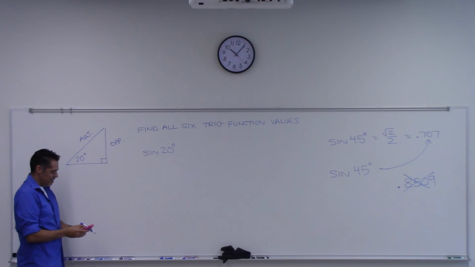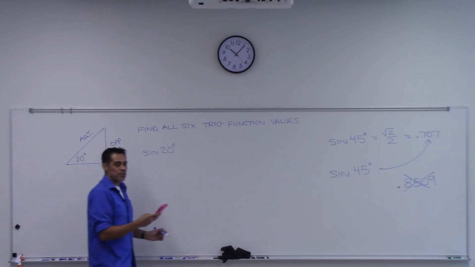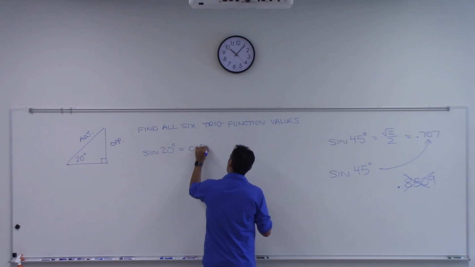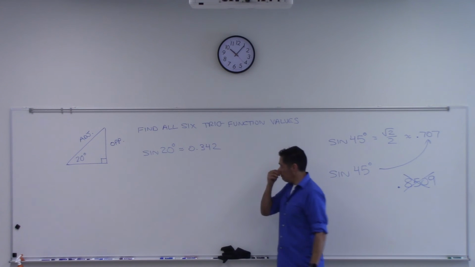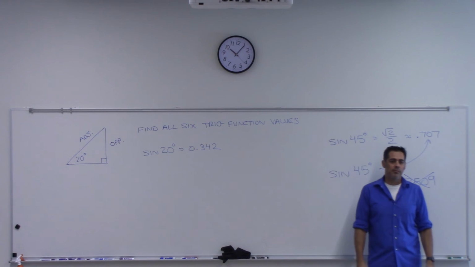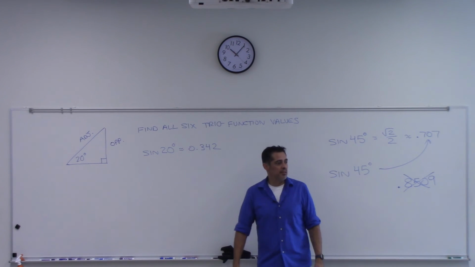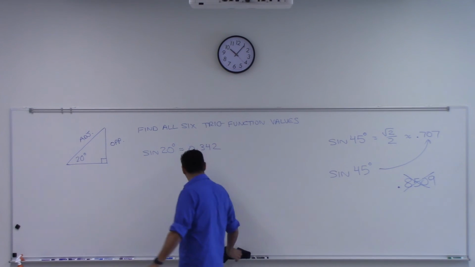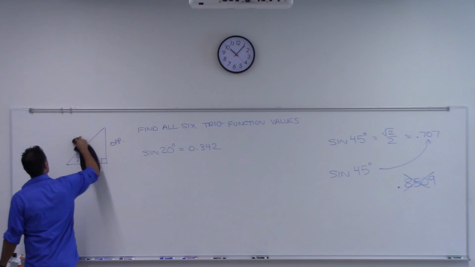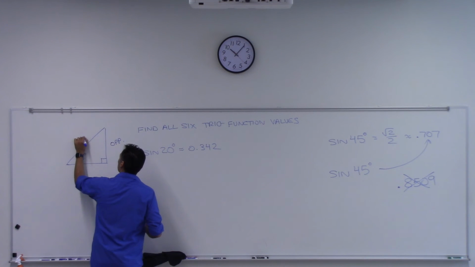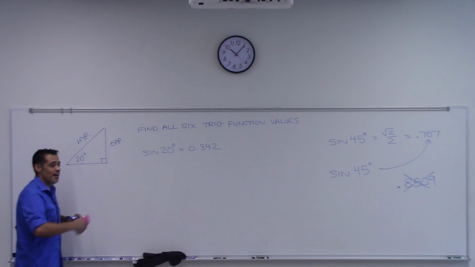sorry, I switched to radian mode. What do you get? 0.342 something? Approximately 0.342. That's the ratio. Yes? You labeled the hypotenuse. I did do that wrong, didn't I? Thank you. Opposite, this is hypotenuse. Thank you for pointing that out.